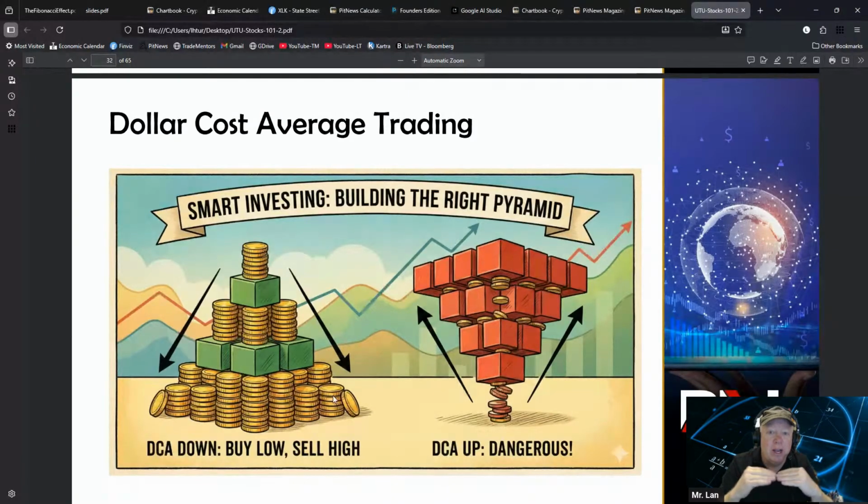And now we have a nice, strong, wide base for our portfolio because we bought on the way down, not on the way up. Now when the market turns and starts to go up, we have this big, wide base, and then we can start to sell off as markets go higher. And we take profits along the way. I always say take profits along the way.